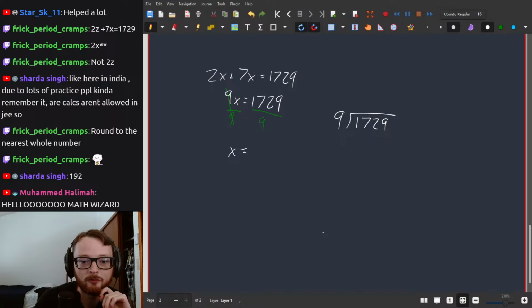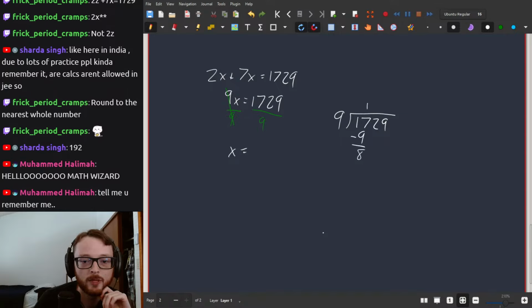9 goes into 17 only one time. Subtract the 9 off. We get 8. 82. 9 goes in... Oh, I remember you. I remember you asking me that every time, too. 9 goes into 82 9 times, because 9 times 9 is 81. Subtract that off, we get 1, then we get 19, 9 goes into that twice. So we get 18. So it's 192 remainder 1.